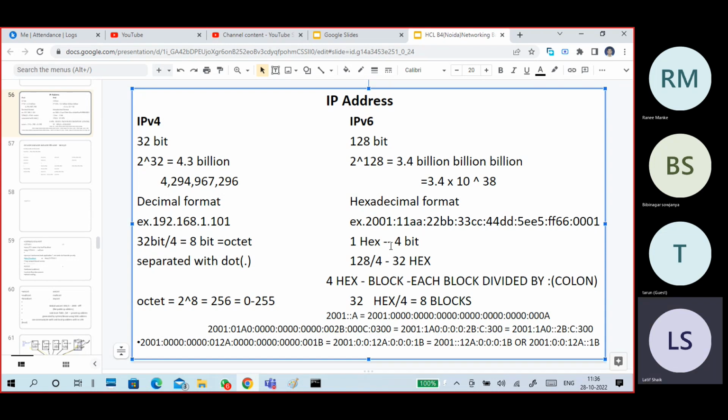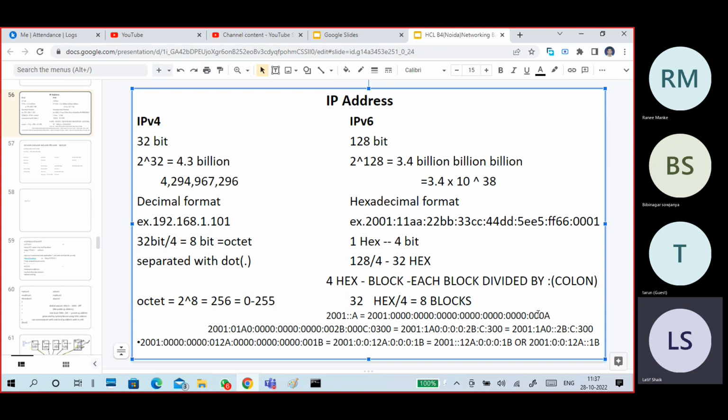Take 4 hexadecimal numbers and create one block. See, this is one block. Each block is divided by a colon. So we have 8 blocks. Simply said, there are 8 blocks in IPv6, each block having 4 hexadecimal numbers.